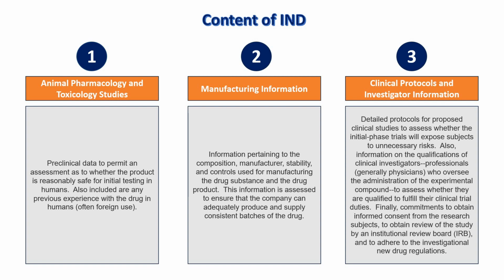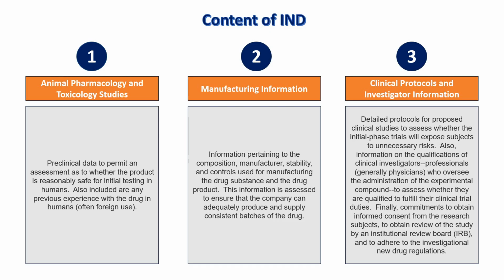So what are the contents of IND? It is very important to know the contents of IND because it can be an interview question for those appearing for the Regulatory Affairs Department. The contents are divided into three main categories: animal pharmacology and toxicology studies, manufacturing information, and clinical protocols and investigator information. Animal pharmacology and toxicology studies mainly contain the preclinical data, right? The safety that we have observed in the animals, the efficacy, the toxicity, and the adverse effects that we have observed in the animals, all this data will be a part of the IND.